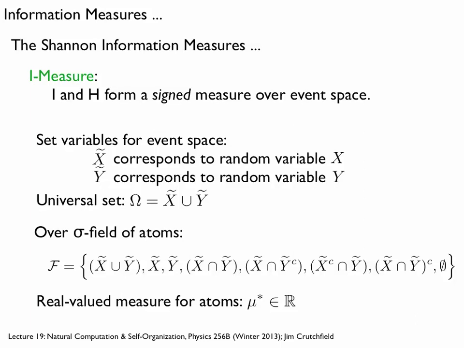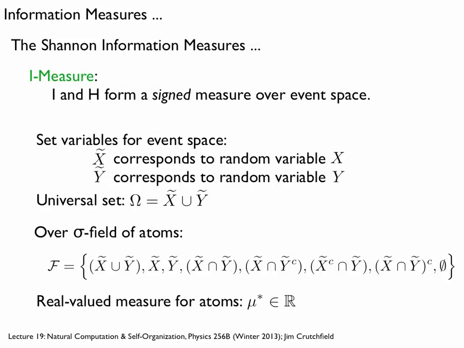Okay, so the first thing we should do is need some notation for the events that correspond to a random variable. And I'll just put a tilde over the random variable to mean a set of events over which the random variable is defined. The universal set of all possible events is just the union of these things. Okay, so that's kind of the universal discourse.